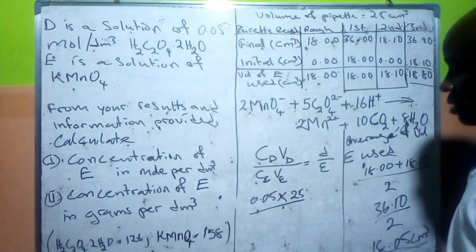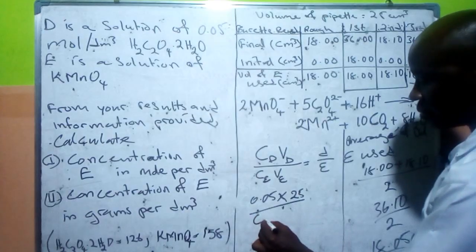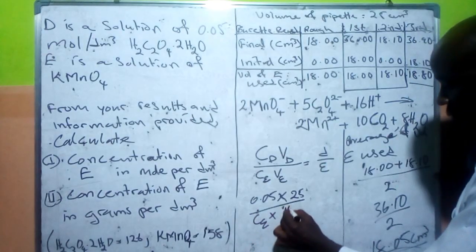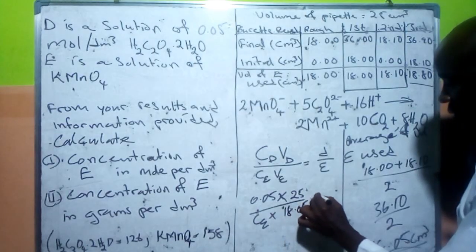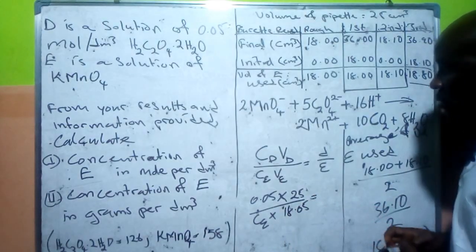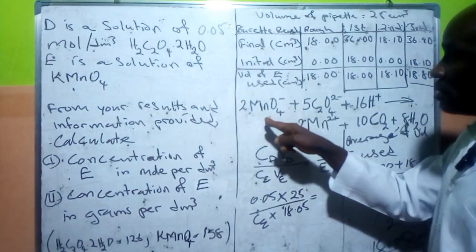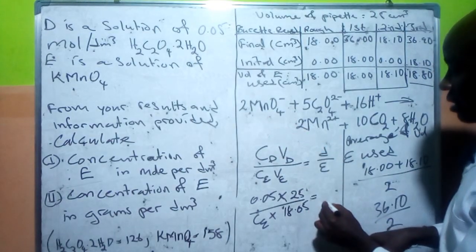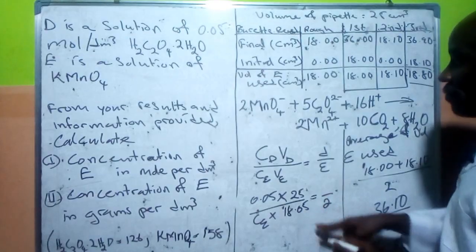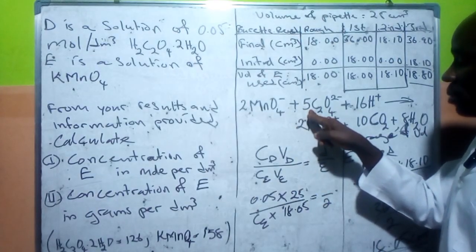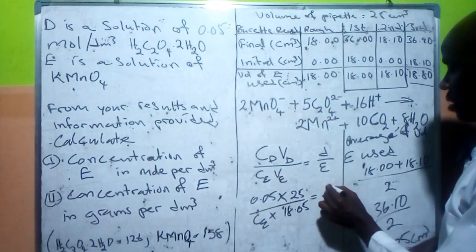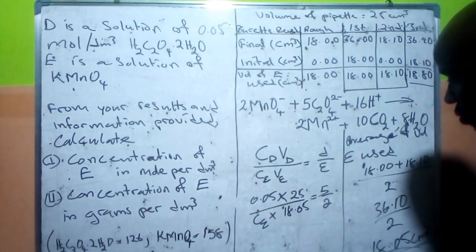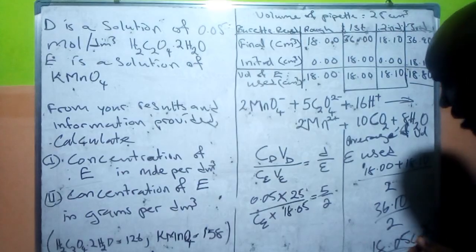Then we'll come down to E. The E, we don't know this. This is what we are looking for. Then we'll have the volume, which is 18.05. Then we have the mole ratio. The mole ratio for the E, we have that is 2. For this one, we have what? 5. For the organic acid, we have 5. So what we do now is to cross multiply.